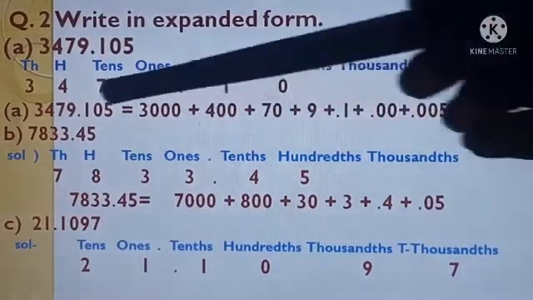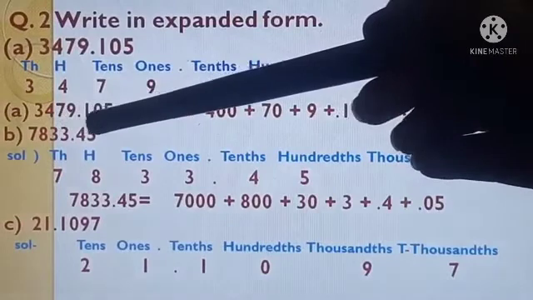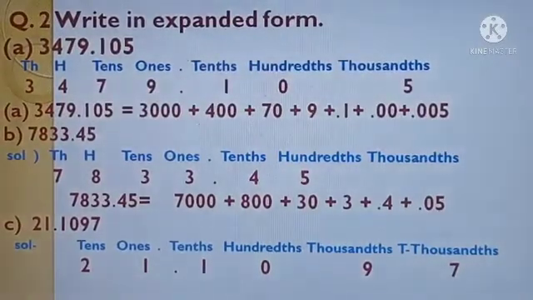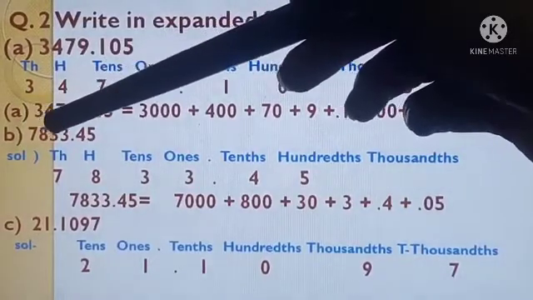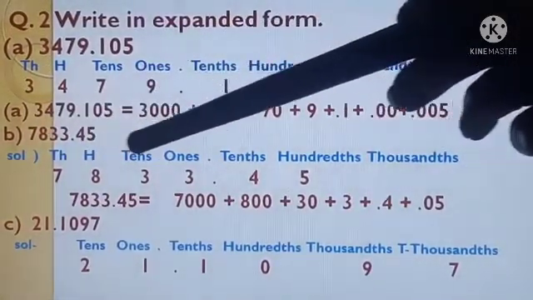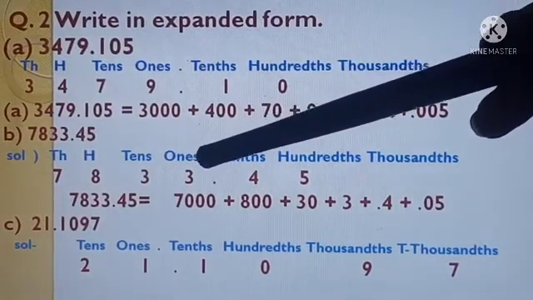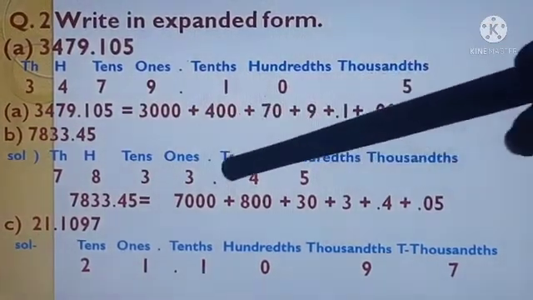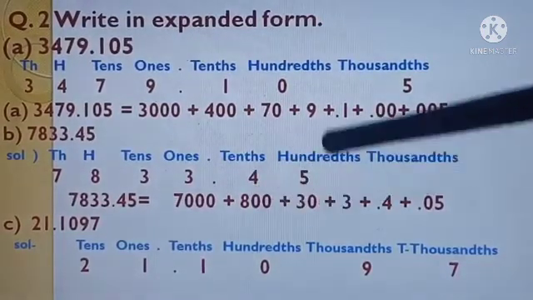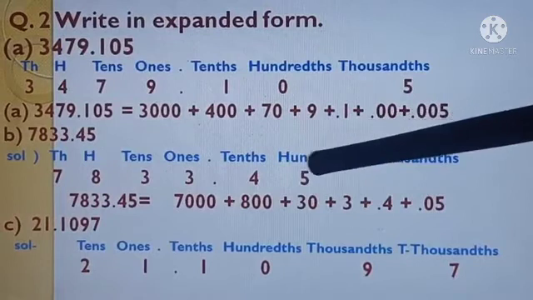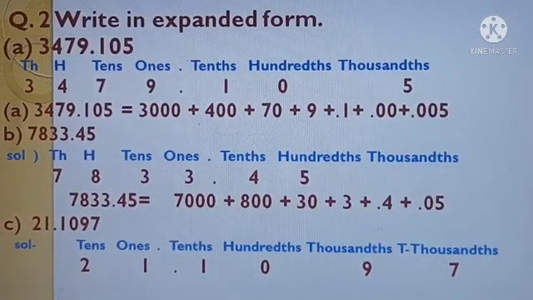B part, 7833 decimal 45. So in expanded form it will become 7000 plus 800 plus 3 tens, that is 30, plus 3 ones, that is 3, plus decimal 4 plus decimal 05. 100th, 5 hundredths, that is decimal 05. Understood?